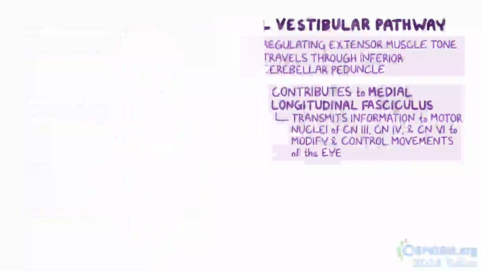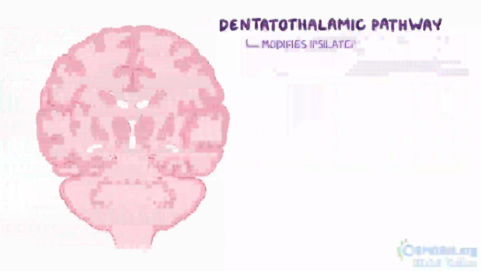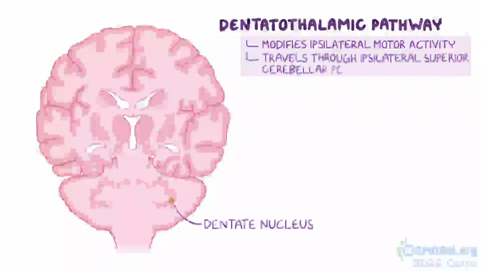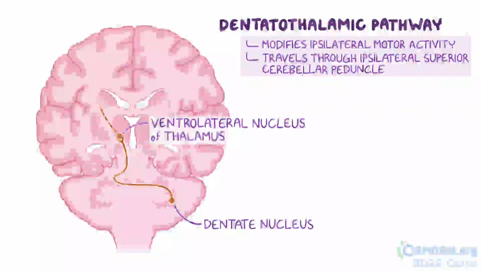Another important efferent pathway of the cerebellum is the dentatothalamic pathway, which is responsible for modifying ipsilateral motor activity. This pathway begins in the dentate nucleus of the cerebellum, where fibers cross the midline and travel through the superior cerebellar peduncle to the contralateral ventrolateral nucleus of the thalamus.